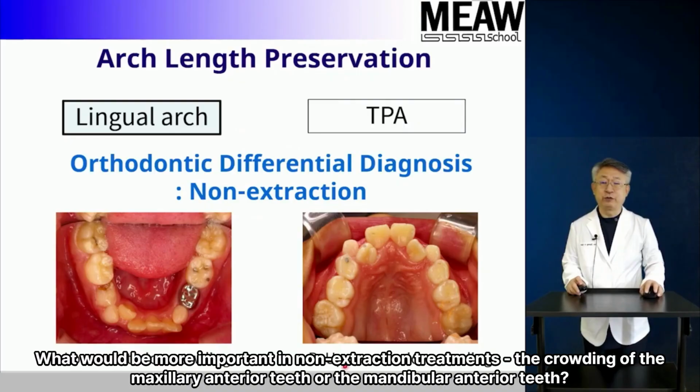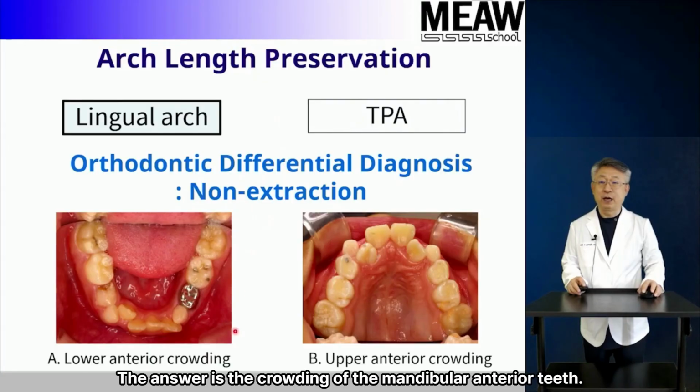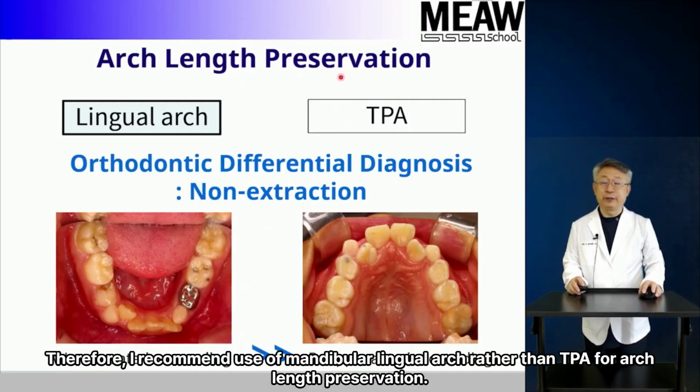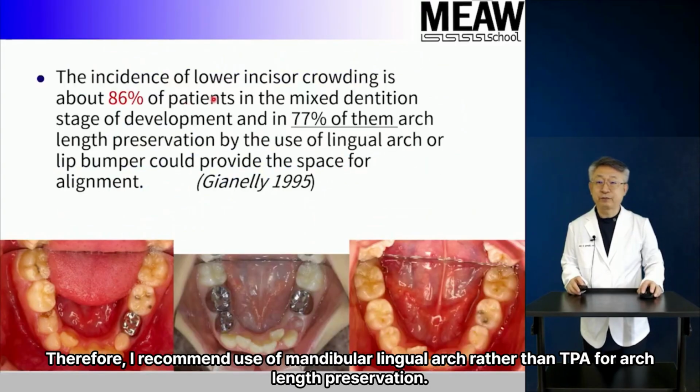What would be more important in non-extraction treatments? The crowding of the maxillary anterior teeth or the mandibular anterior teeth? The answer is the crowding of the mandibular anterior teeth. Therefore, I recommend use of mandibular lingual arch rather than TPA for arch length preservation.